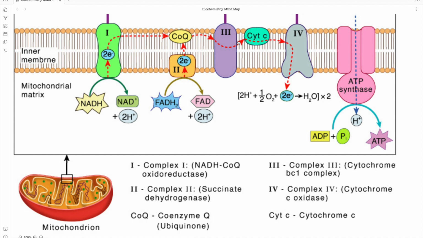Now the third complex is the cytochrome BC1 complex. Why cytochrome BC1? Because this particular complex consists of cytochrome B and cytochrome C1. You can also see there is a cytochrome C complex in very close proximity to complex 3.